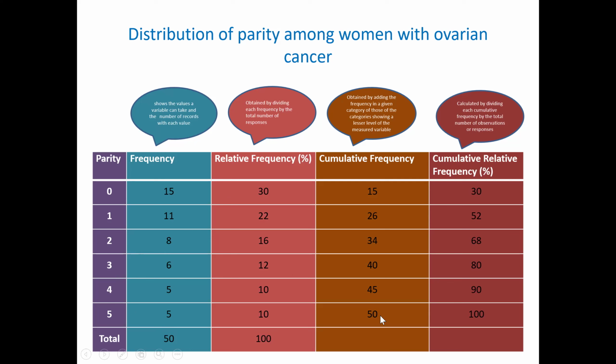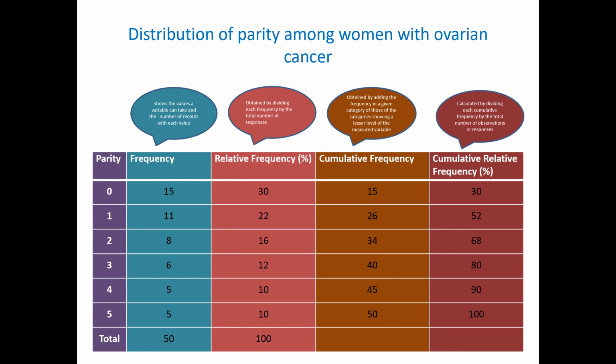So if you have arranged in ascending order, you begin to add the frequency of the subsequent level to the former one. So at the end of the day, it cannot go beyond the total. Of course, you have not expressed it as a percentage, just the value. For you to express it as a percentage, just like what we did for relative frequency, you now put cumulative relative frequency. You express it as a percentage also.